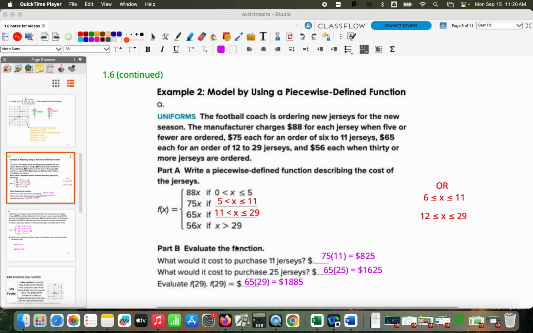What would it cost to purchase 25? Well, I just see where that fits. 25 is between 11 and 29, so it's this function. So it's 65 times 25, because we have to pay for each jersey. So multiply that, you get $1,625.